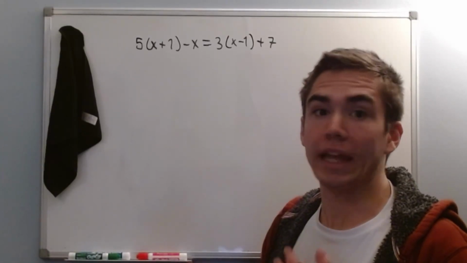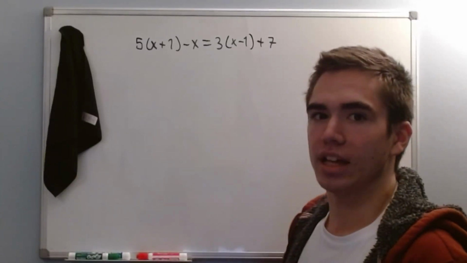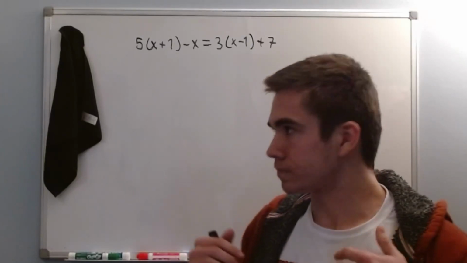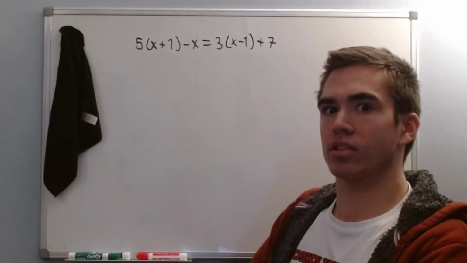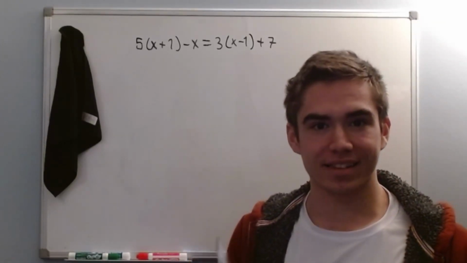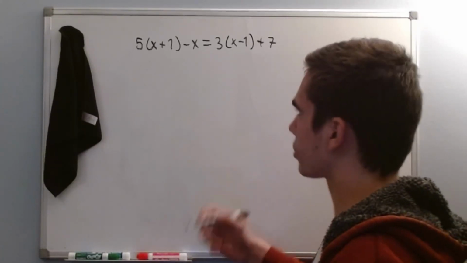Now, infinitely many solutions is when this right here simplifies down to 0 equals 0, or 1 equals 1, something like that, or x equals x, where whenever you plug in one number on the other side, you're going to get the same number back. So let's just get into what it actually means.